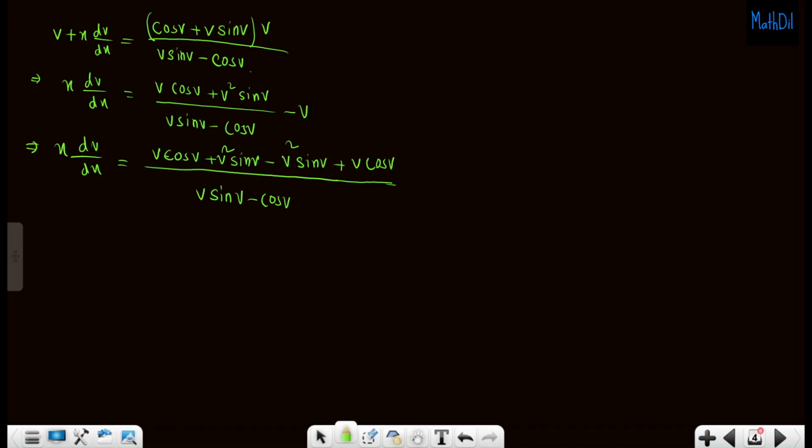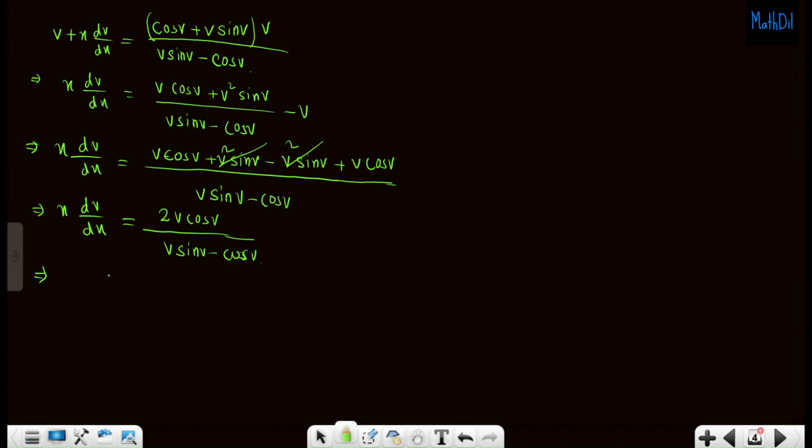Simple calculation, right? And it will imply dv by dx, it will be, see, this term and this term will be cancelled, v square sin v. So what is the remaining one, v cos v plus v cos v, so it will be 2v cos v, by v sin v minus cos v, right? So students, this is our new expression, right? And see, now we can separate the variables, right? So take all the v to one side and x to another side. Then what will you get?